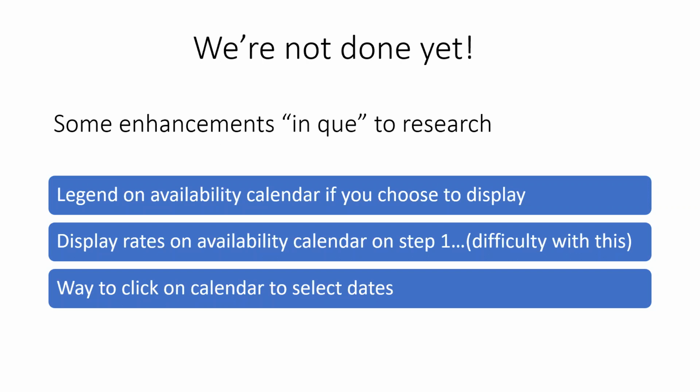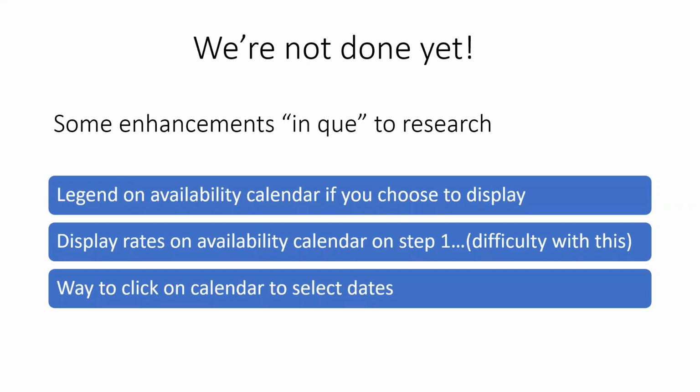Number 1 is a legend. So if you choose to show that full availability calendar, creating a legend to make sure that people are aware that X's mean not available, and whatever color your theme provides for available dates, those are available. Number 2 is to display the rates on step 1.